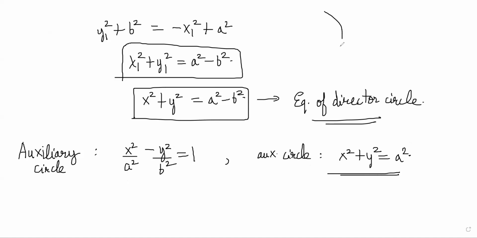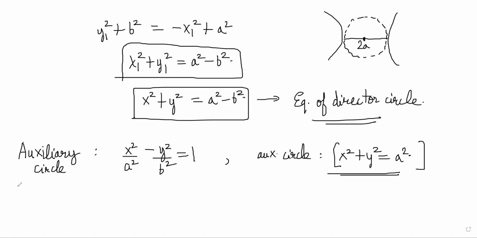The auxiliary circle looks somewhat like this. This is the situation. This is my auxiliary circle. Because this distance is 2a, which is the diameter of the auxiliary circle. The center of the auxiliary circle is same as the center of the hyperbola, right?